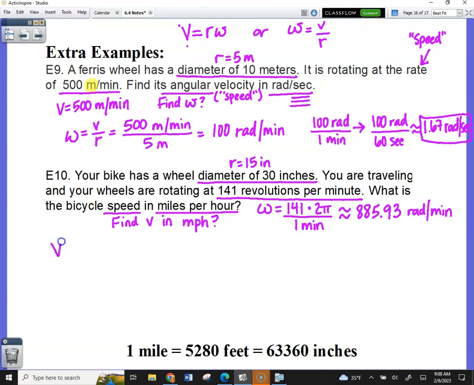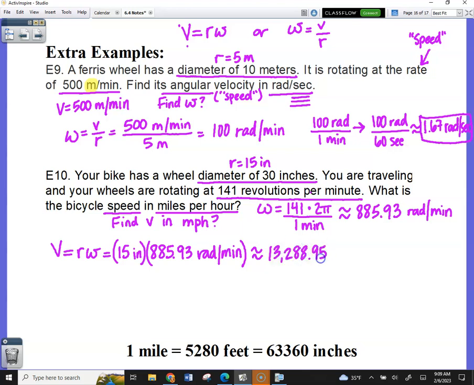So let's find V, which is radius times omega. Radius is 15 inches. Omega is 885.93 radians per minute. Now remember, we are talking about rotations, and we are down to inches per minute, so that's why this number is massive. You get 13,288.95.